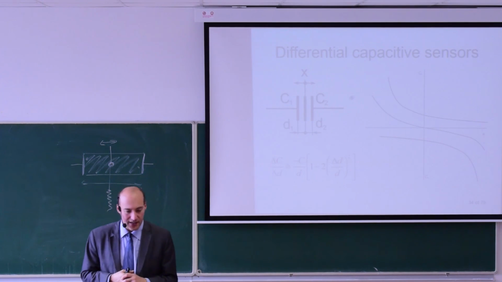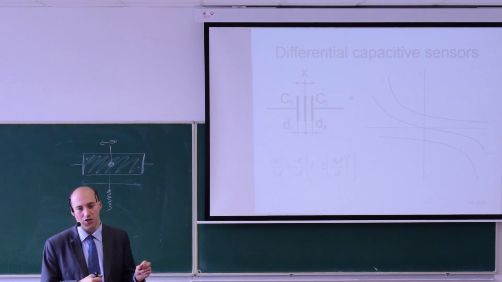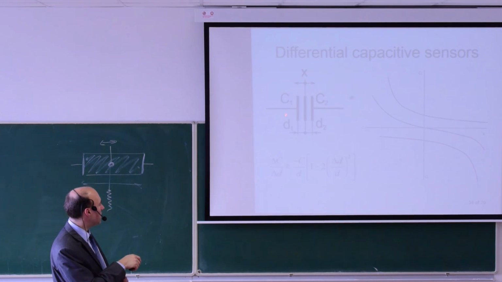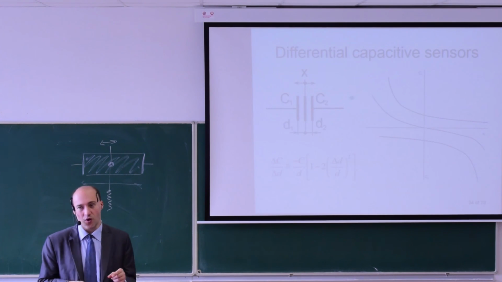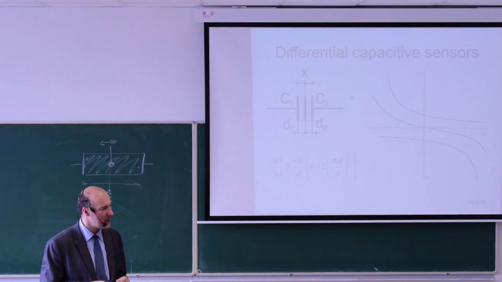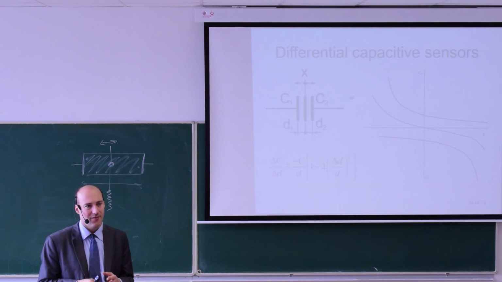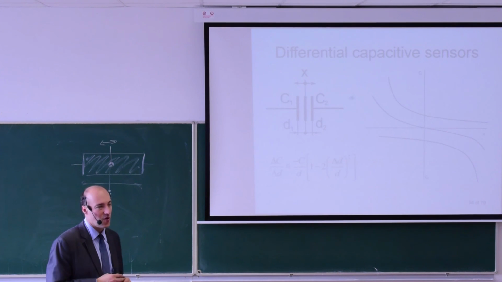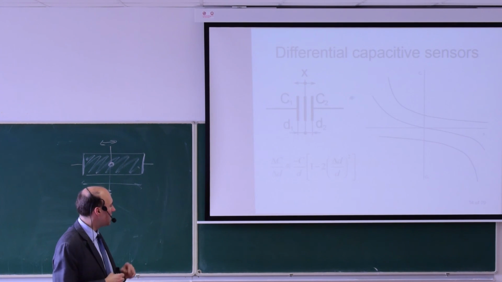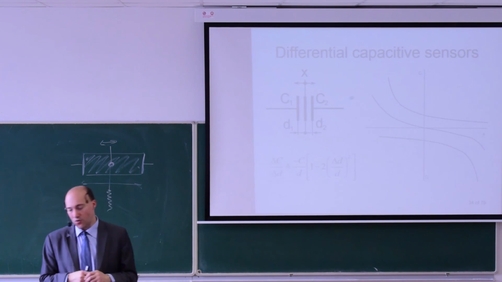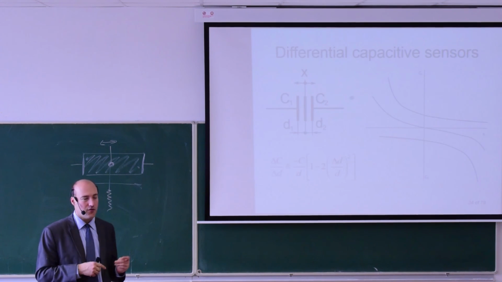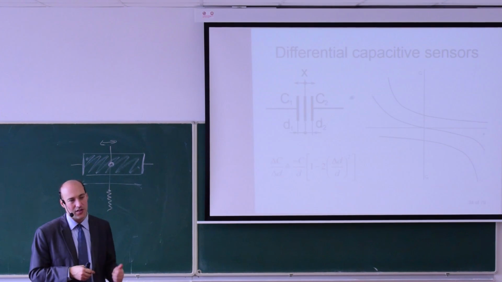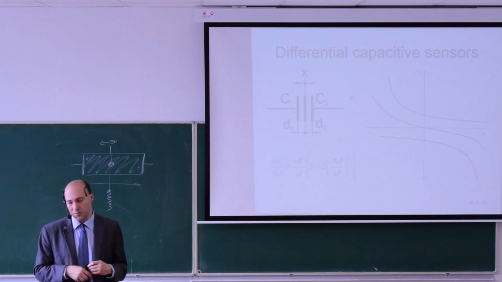The differential capacitive sensor has roughly the same properties like the single electrode sensor. It means that it can be used in small ranges. So the distance between those electrodes is very small. Let's say maximum 1 millimeter, but typically it's something like 100 micrometers. So it's very small distance. On the other hand, it can measure very accurately. So if you want to measure within a few nanometers, then it's the best principle.